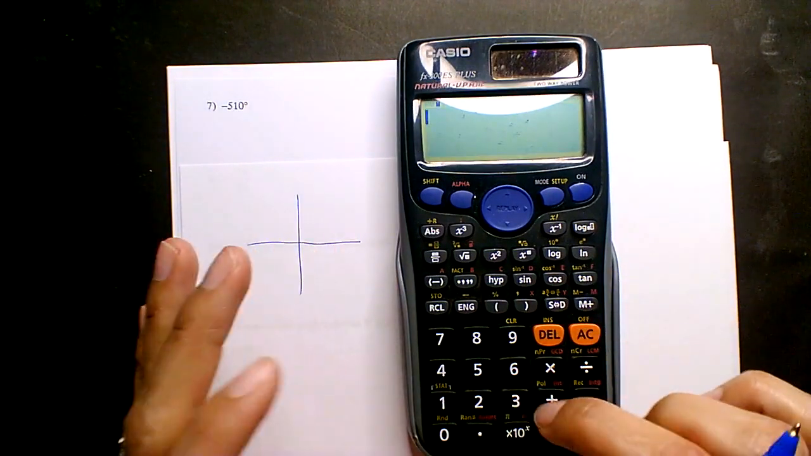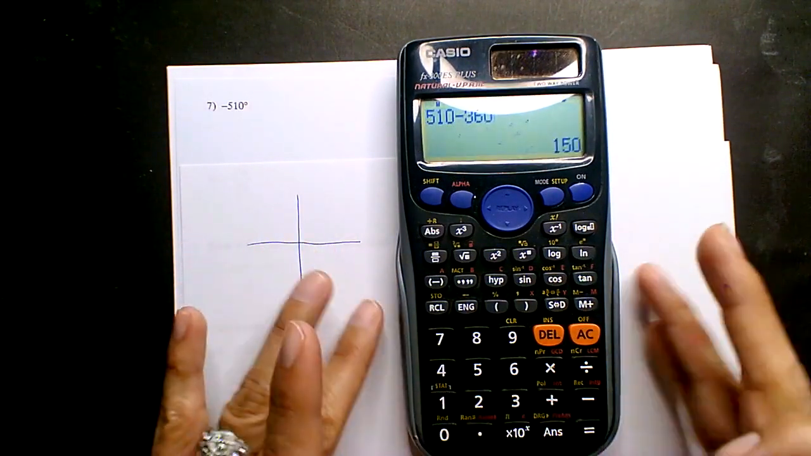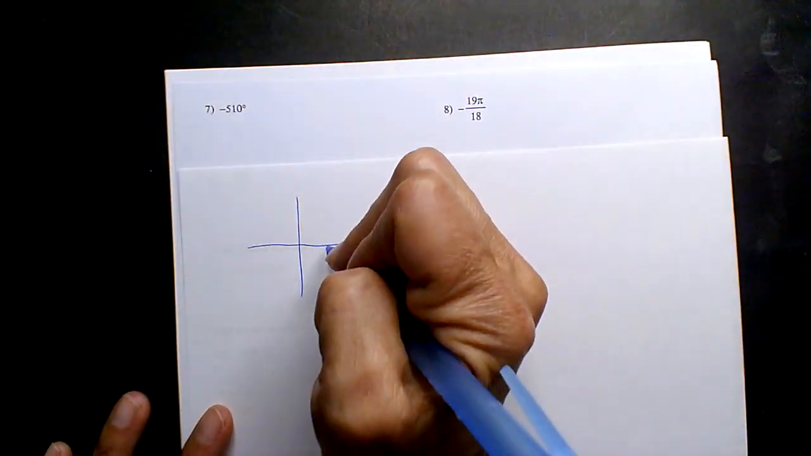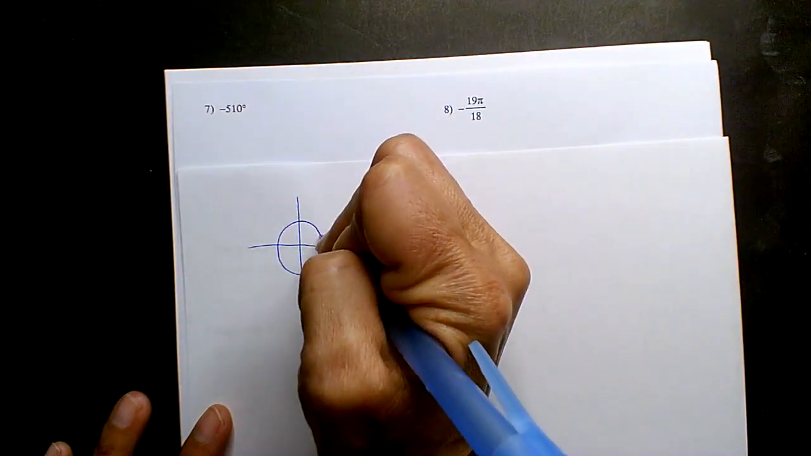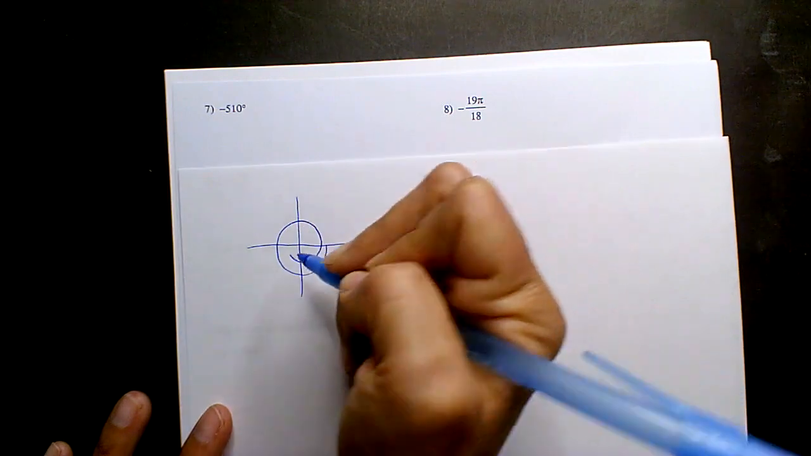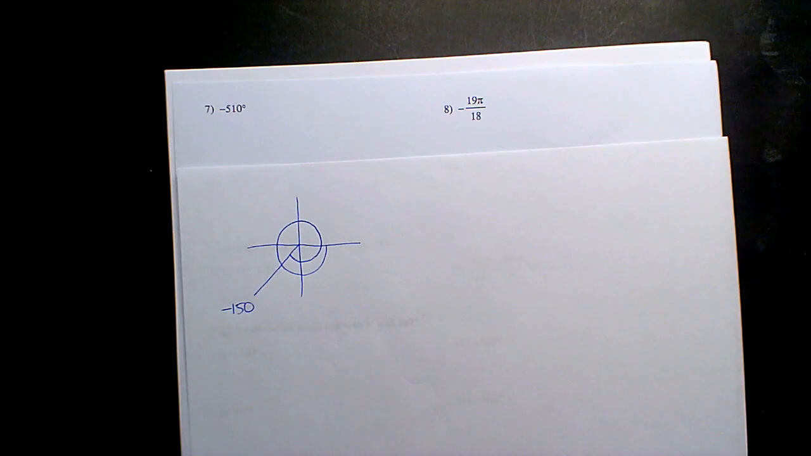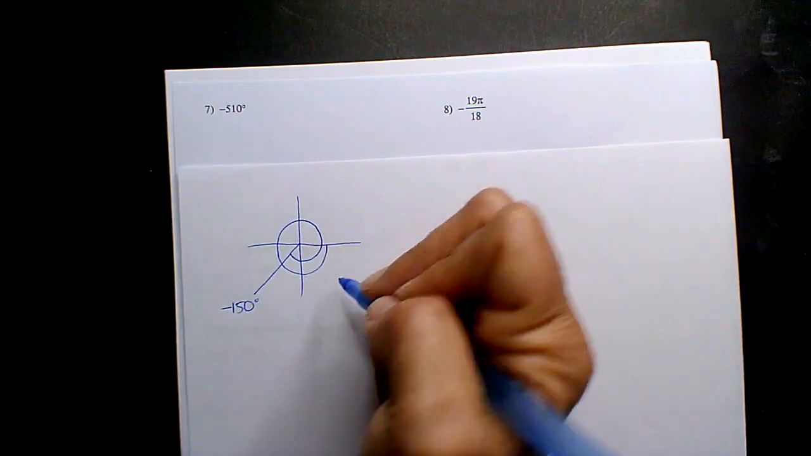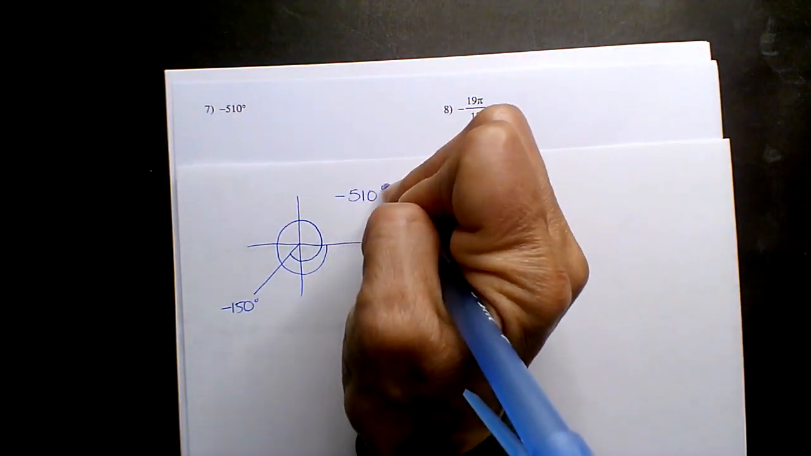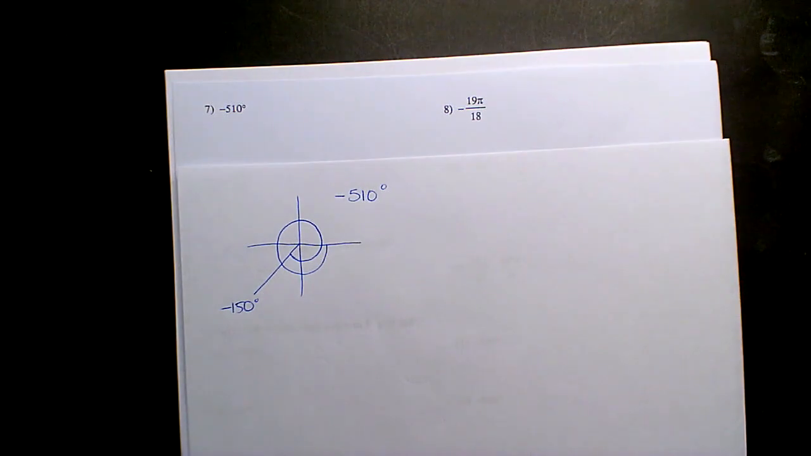So what's 510 minus 360? I get 150. Okay, so that means this is here. And it's really negative 150 degrees, even though they gave you negative 510 degrees, right? You have to know your spins. You have to know if they're giving you a second revolution, like the quiz that you guys took. Some of you automatically knew the 360, and knew to give me the first revolution.